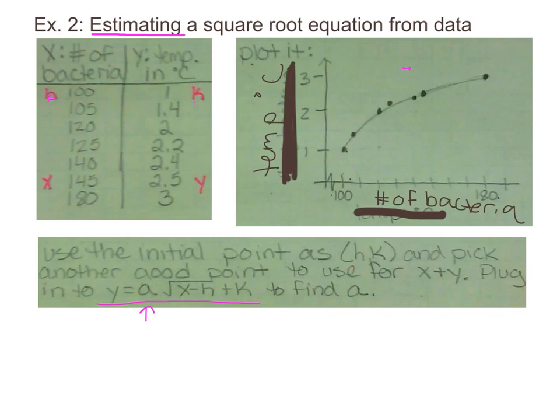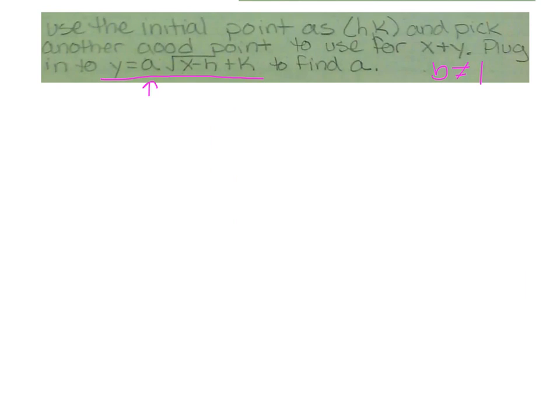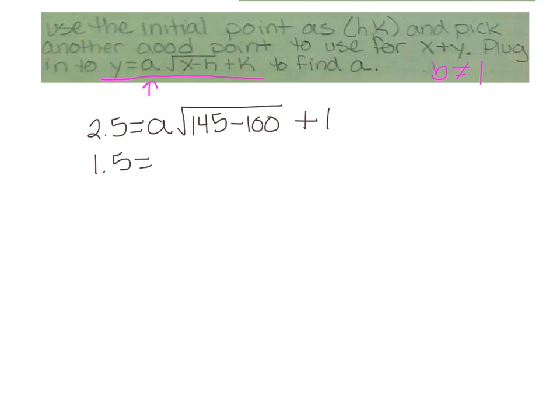So we're going to assume b is 1, because we could have it with a b instead of an a, but we're just going to work with a. So let's do some math. I'm going to plug 2.5 in for y equals a, we don't know yet, square root. X is going to be 145 minus h, which was 100, plus k, which was 1. So I could subtract the 1 and get 1.5 equals a times the square root of 45.